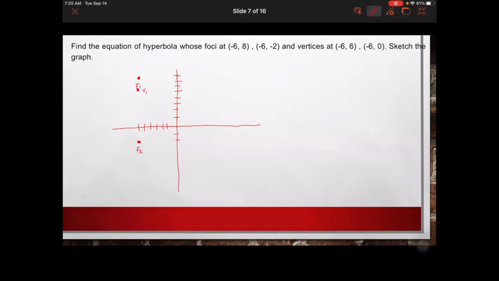It's our V1, and negative 6 and 0, it's our V2. Now, nasaan ang center natin? From F1 to F2 and from V1 to V2, ano yung pinaka-middle natin? Anyone? This is our middle given.